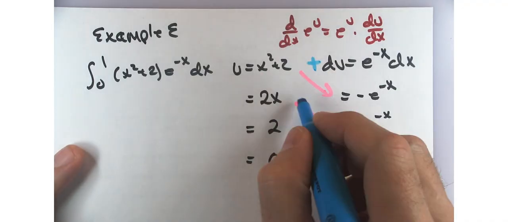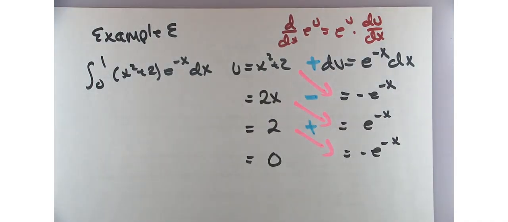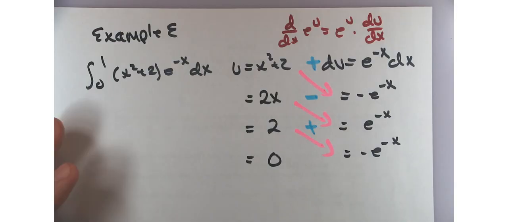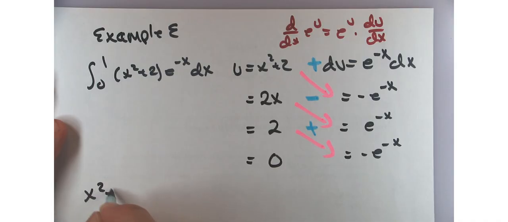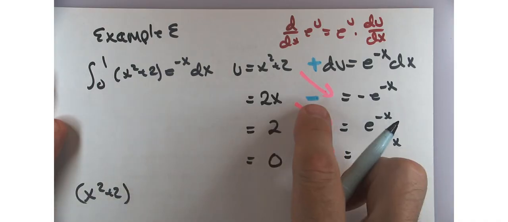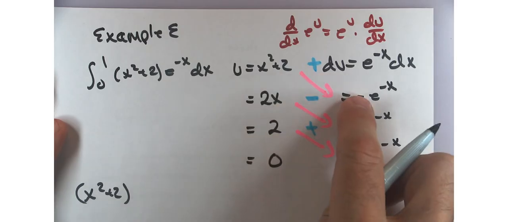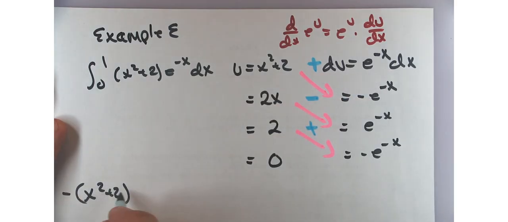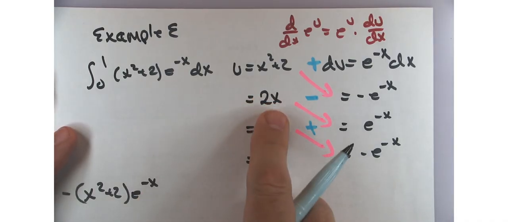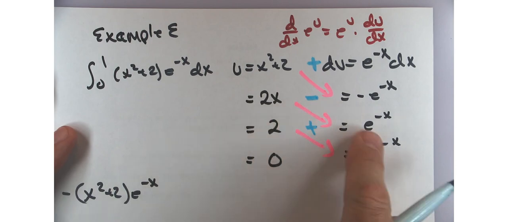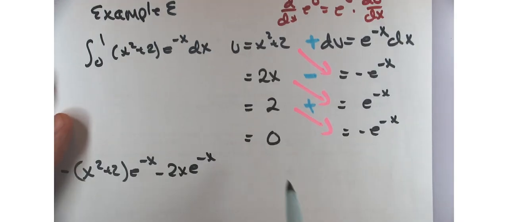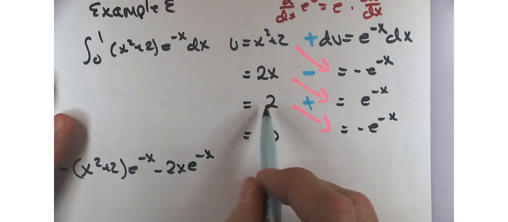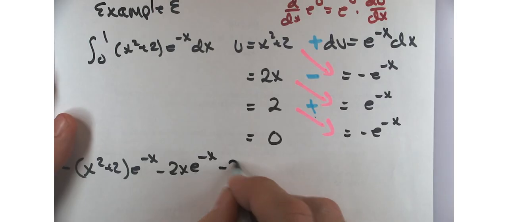Plus, minus, plus. So let's be careful with that. Here I'm going to get x squared plus 2 times a negative, times a negative e to the negative x. So I'll put that negative out in front. Let's look at the next one. 2x times a negative times e to the negative x is going to be minus 2x e to the negative x. And finally, 2 times this is going to be a minus 2 e to the negative x.